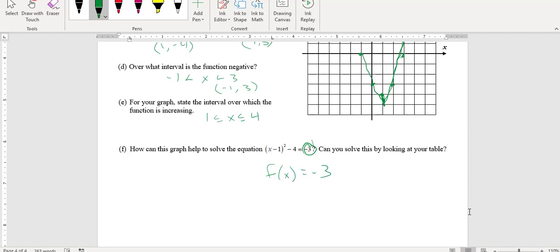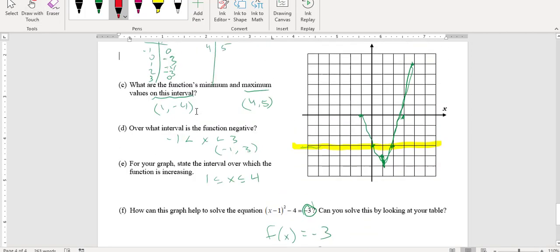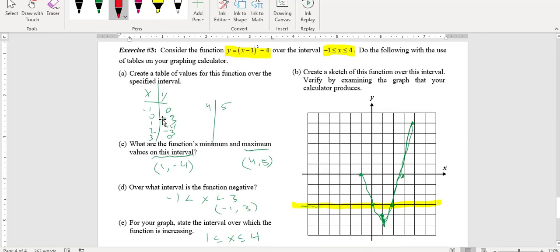So, when is y equal to negative 3? Okay, if we take a close look at that, y is equal to negative 3 at these two locations. So that happens when x is 0 and when x is 2. All right, and we can see that in our table also. We can see that when x is 0, y is -3. When x is 2, y is -3.